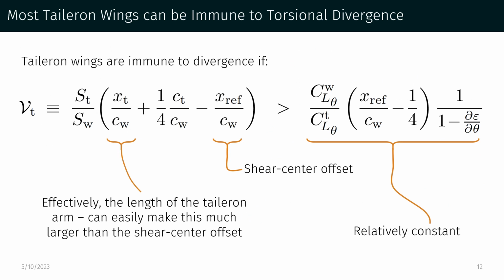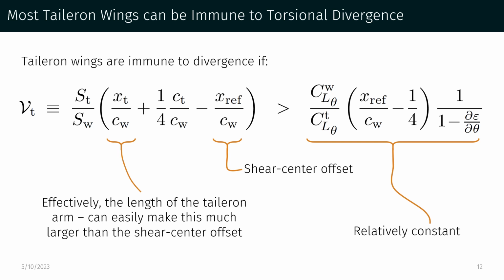main findings. Divergence, flutter, and reversal can all be modeled with this 2D theory. Let's first start with divergence. One interesting finding is that taileron wings can essentially be made immune to torsional divergence if properly sized. We derive an inequality here, which gives when taileron wings will be immune to divergence. This right-hand side here is relatively constant. This middle term that we've highlighted, the xref over cw, is the shear center offset.